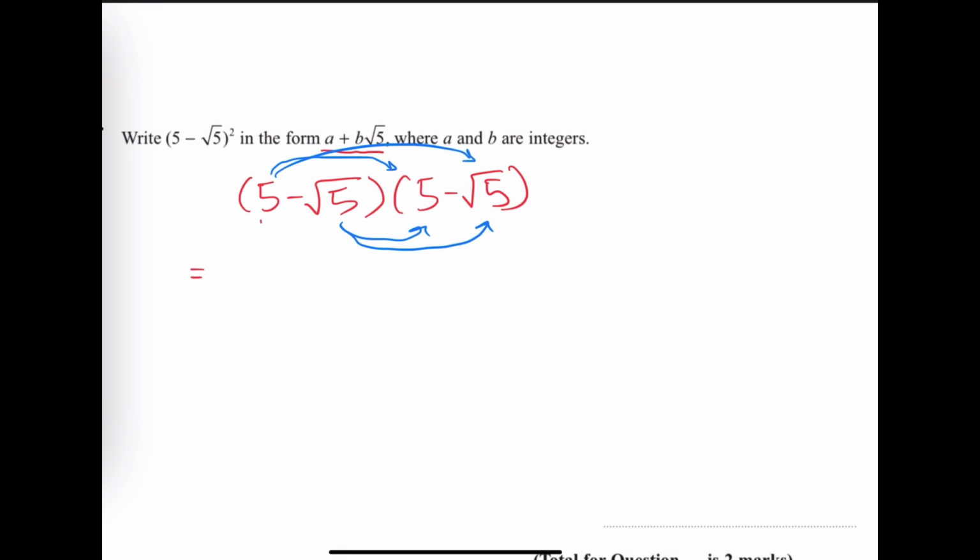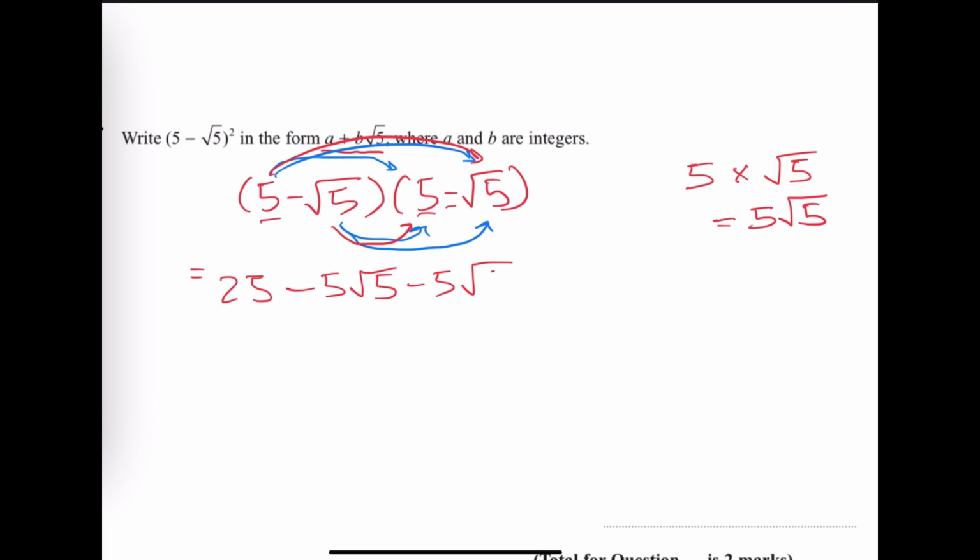So we do 5 times 5, we know that that's 25. And when you times a surd with just a normal number, it'll be 5 root 5 like that. However, because there is a minus, we minus 5 root 5. This is the same over here, it would just be minus 5 root 5. However, when you times two surds together, you just cancel the surd out.